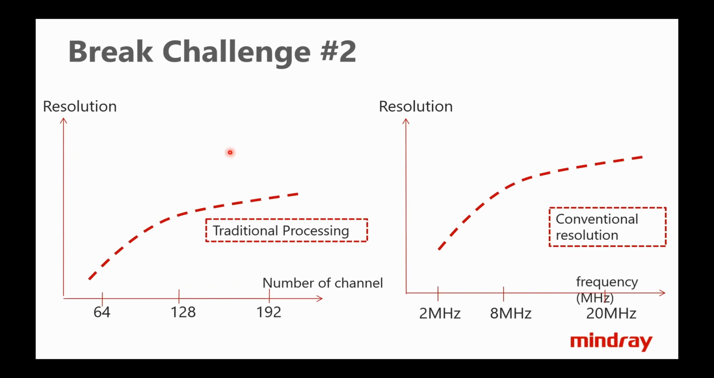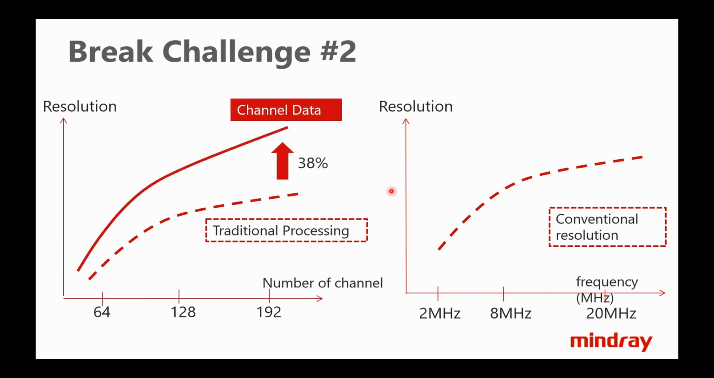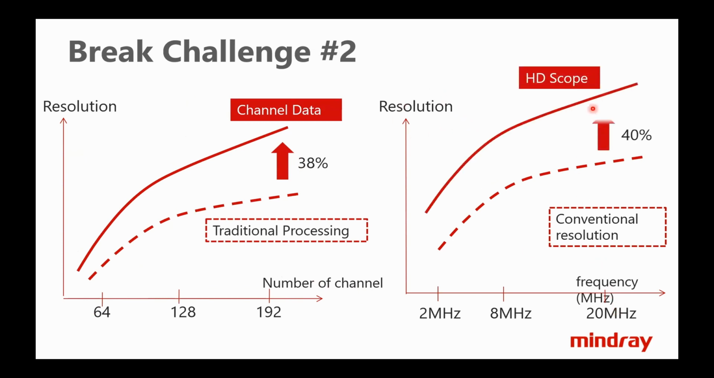Let's remember what we said in the second slide. Here for resolution, and here for number of channels. When we use the traditional processing for channel data, the resolution increases around 38%. And between resolution and frequency, for high scope, it increases around 40%. So when we use the Zone technology, it is better than the traditional one.